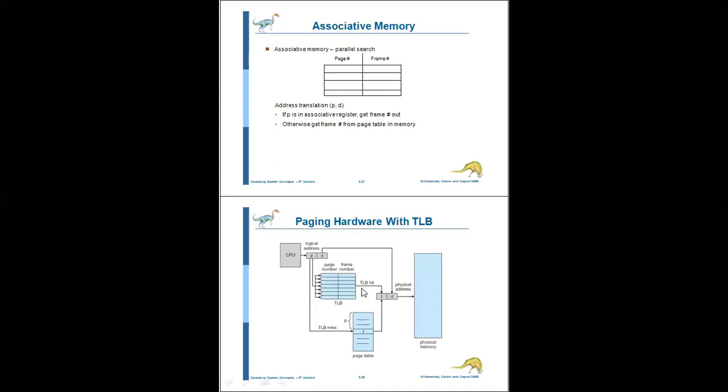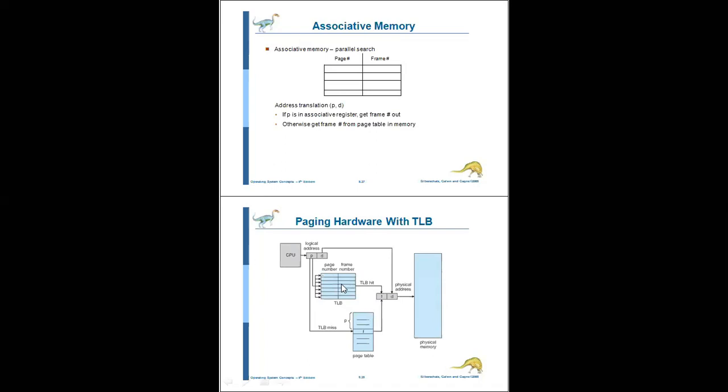Here page number and frame number is there. Here TLB. TLB is nothing but translation look aside buffer. If you want to search some page number and that is in the TLB, it will be a TLB hit. With a TLB hit, the frame is stored into the physical address.